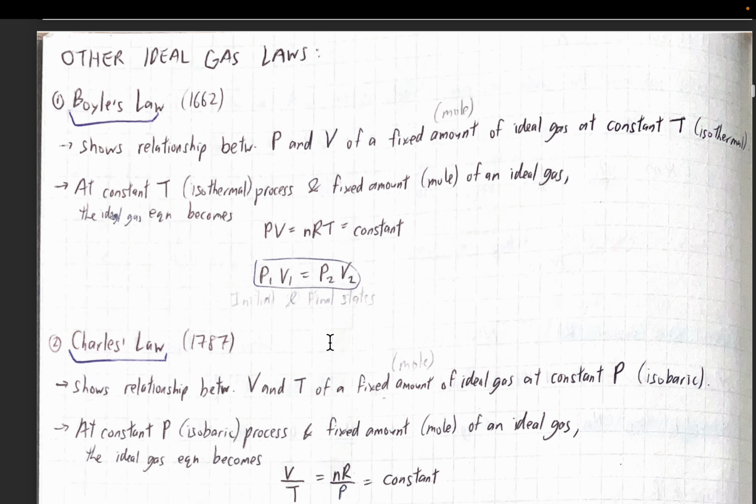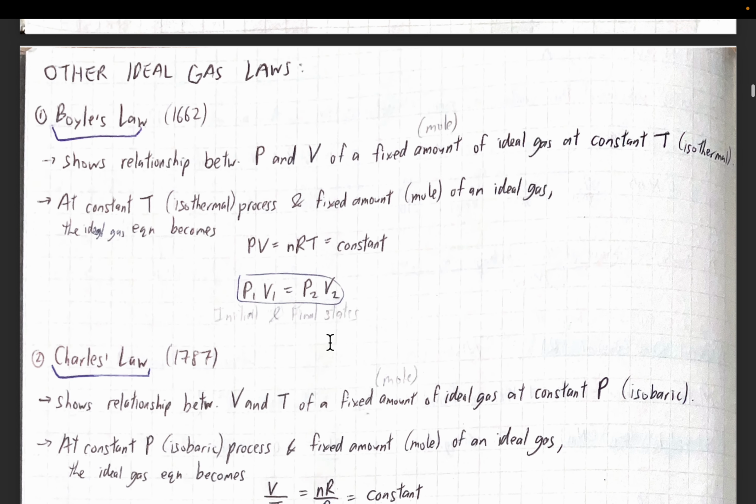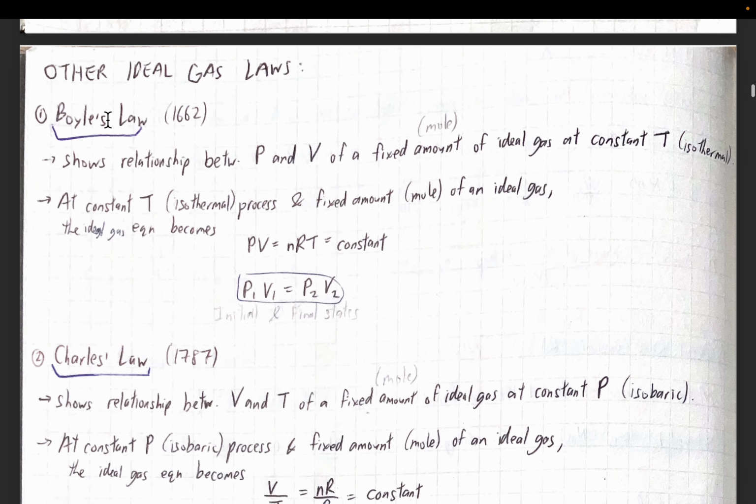What else? Okay, so we have other ideal gas laws. We have Boyle's law. Boyle's law, PV. So we hold temperature constant, in other words, this process is isothermal. And we have a fixed amount of an ideal gas. So from PV equals nRT equals constant, it becomes P1 V1 equals P2 V2. So we have initial and final states.